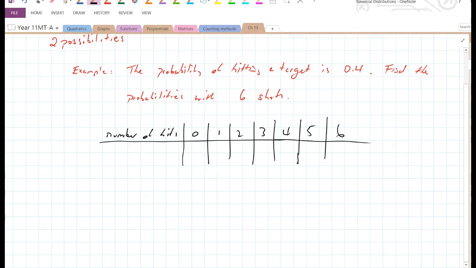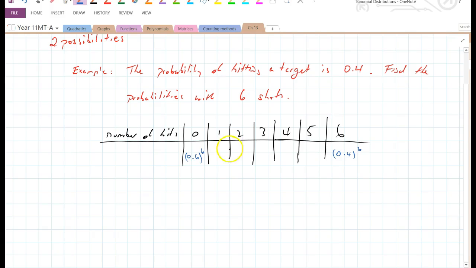Now, what's the probability that we'll make no hits? So 0 successes. 0.4 is success, so 0.6 is a miss. We're going to miss all 6 times. That's pretty sad, but that's 0.6 to the power of 6, isn't it? That's missing every single one. Okay, what's the probability of hitting all of them? Hitting all of them, 6 shots out of 6. That's 0.4 to the power of 6, isn't it?